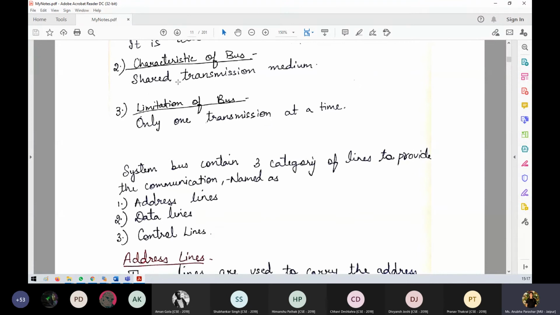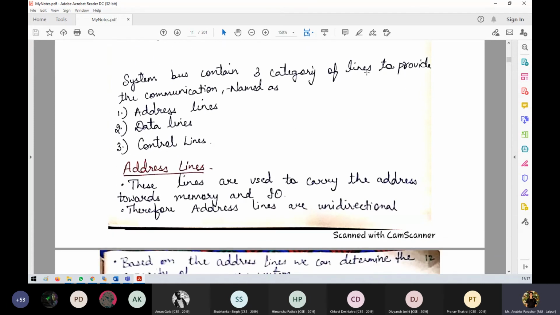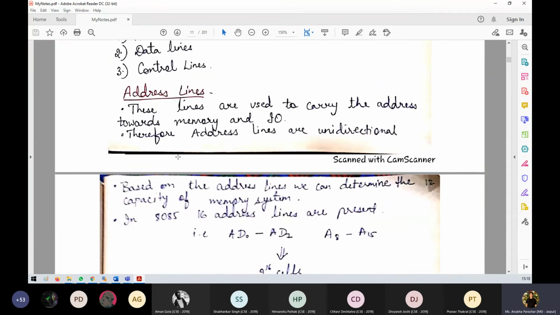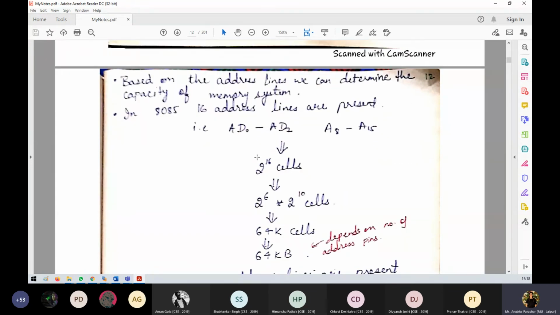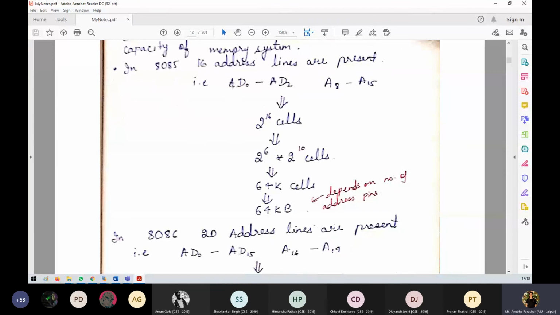What is the characteristic of a bus? It will transmit the data, so there will be some shared transmission. Why shared? Because data and address bus are sharing some of the pins. There are 3 categories that we have seen in the block diagram: address lines, data lines, and control lines. In address lines, the basic address is getting carried. When we say the address lines are from A0 to A15, that means we have a total of 16 lines.